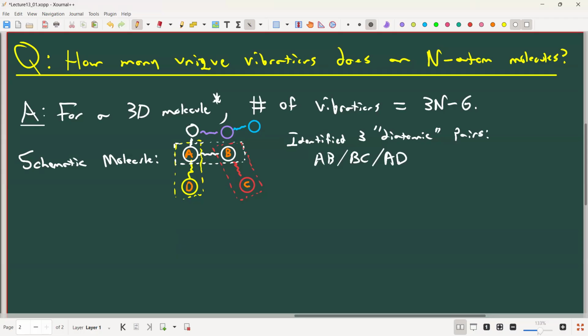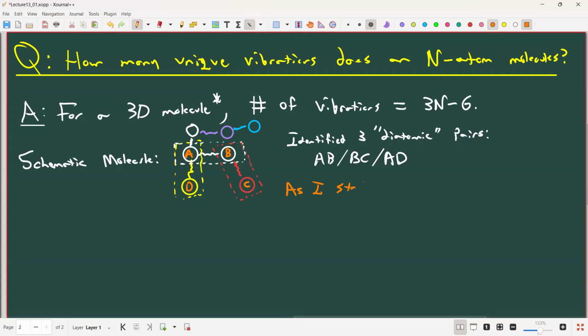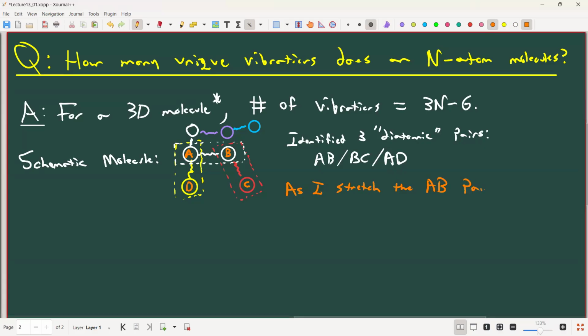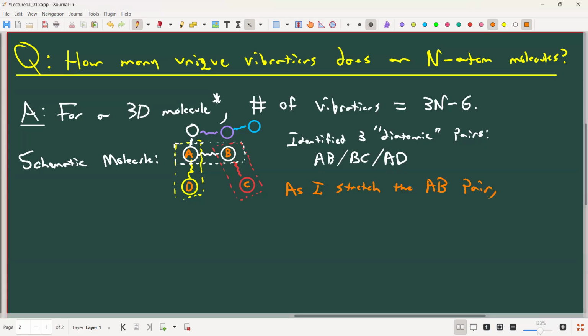So let's think about now, remember, in order to solve for the wave functions of this system, we need to know something about the potential energy, right? The potential energy of the spring. So the question I need to ask now is, imagine now we excite one of these diatomics. Say, for instance, I stretch A and B. So as I stretch the AB pair, okay, what does that do to the atoms?